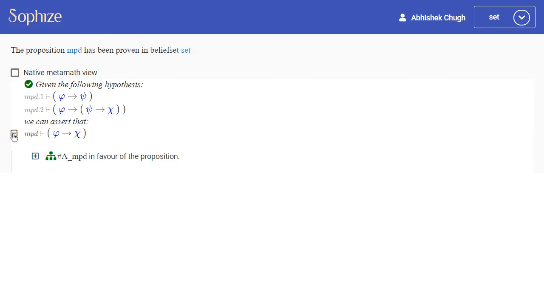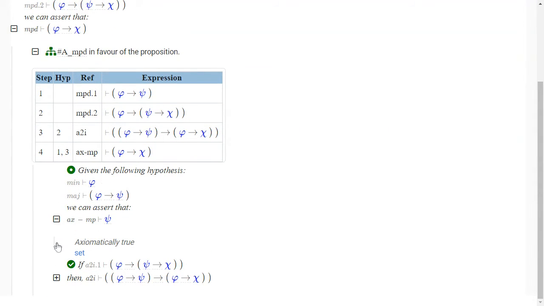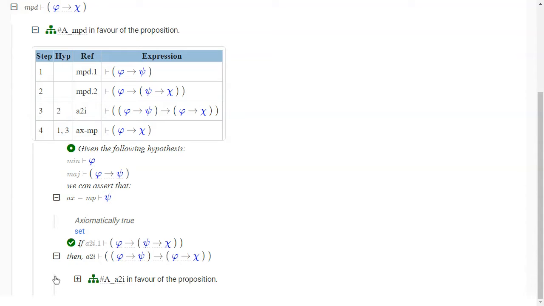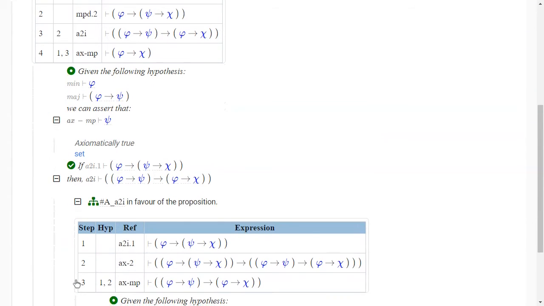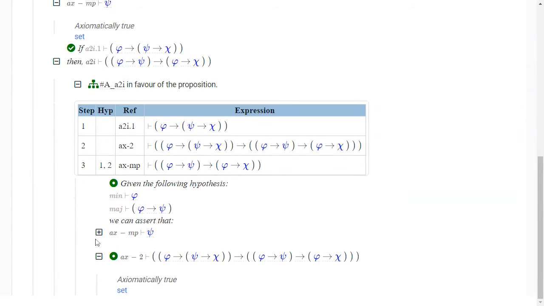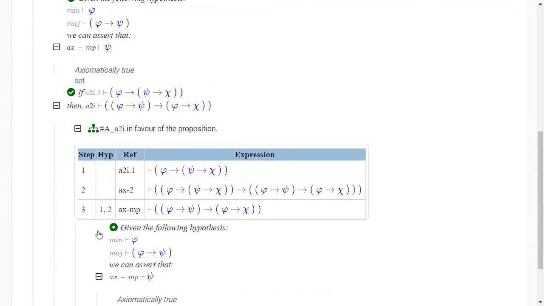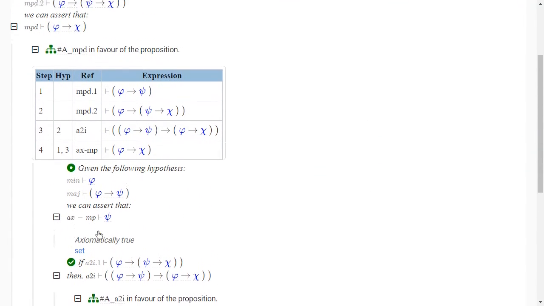We click on the root node of the proposition to show the final argument in favor of MPD. This argument requires 2 premises: the axiom of mode exponents, which is axiomatically true in our belief set, and A2I, which is true because of another argument that needs the axioms AX2 and mode exponents again. These 2, of course, are also axioms in our belief set. So this tree shows the complete proof of proposition MPD in set.mm database.